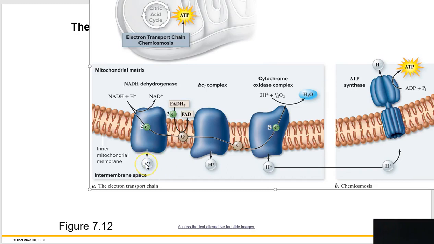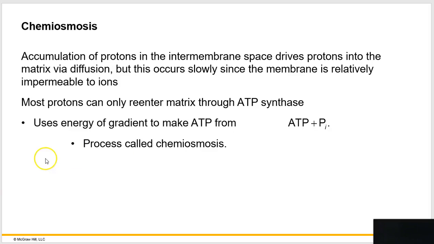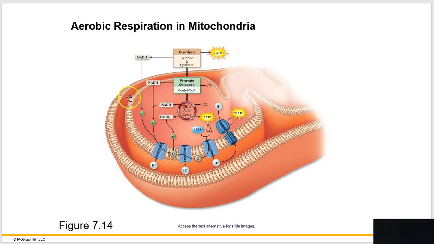Now, if you pump a lot of protons across, then you build up this concentration gradient. You have a lot of protons on one side of the membrane, and we know because of diffusion, if that happens, these protons want to flow back across. And when they flow back across, where they go is through this thing called ATP synthase. And ATP synthase, as protons flow through it, actually spins and they form ATP. This is what we just mentioned, the accumulation of protons in the membrane. So this is an overview of aerobic respiration in mitochondria.